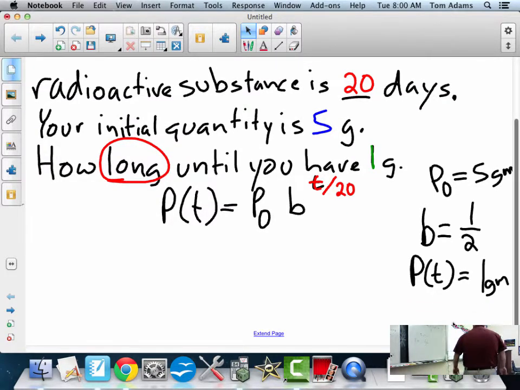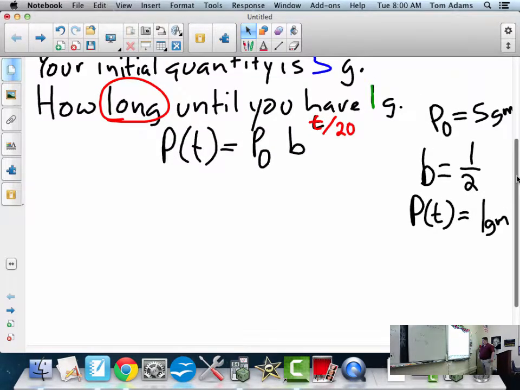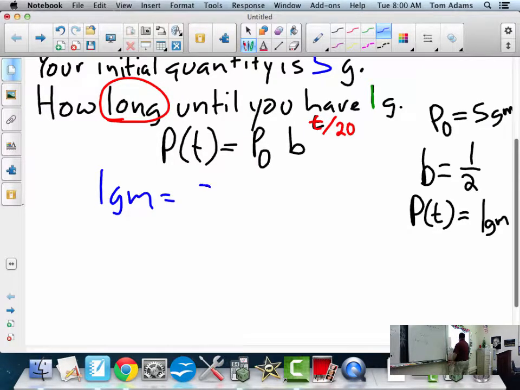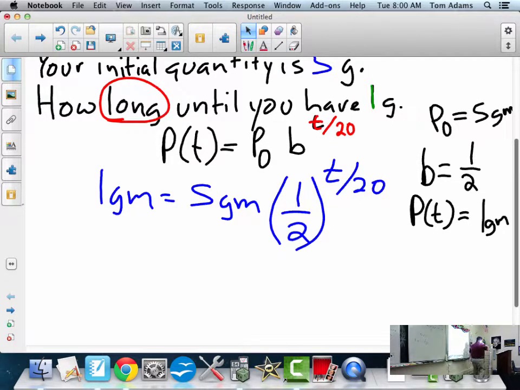All right, that's what I wanted to do. So I'm going to scroll this down a little bit, and we're going to plug in our numbers and see what we get. So I'm going to say 1 gram is equal to 5 grams times the quantity 1/2 raised to the t over 20. Okay, so far so good. How do I get that t out of there? I've got to solve for t, and so I've got a real problem with that t. Think about that. We'll come back to that in a second.